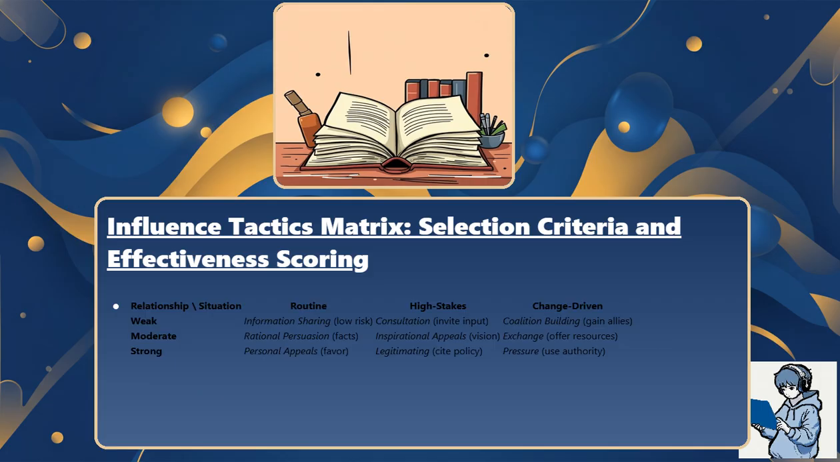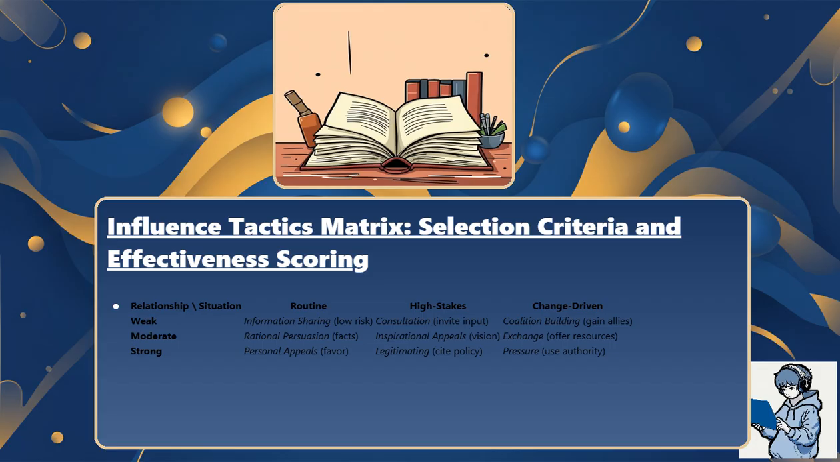Relationship versus situation matrix. For routine situations, weak relationship uses information sharing, low risk. Moderate relationship uses rational persuasion, facts. Strong relationship uses personal appeals, favor. For high-stakes situations, weak relationship uses consultation, invite input. Moderate relationship uses inspirational appeals, vision. Strong relationship uses legitimating, cite policy.